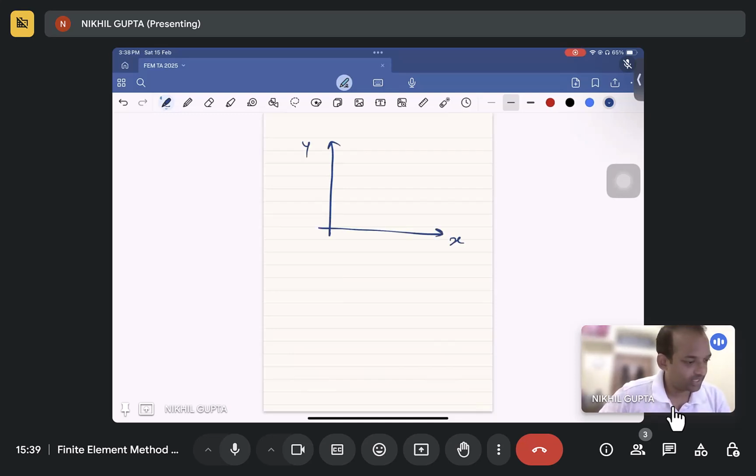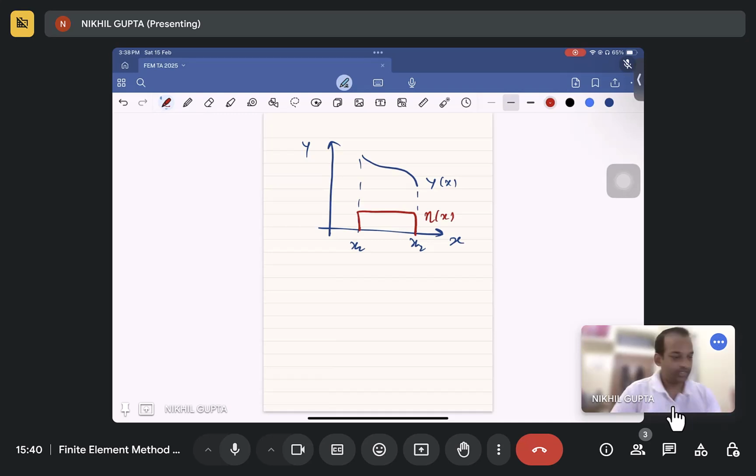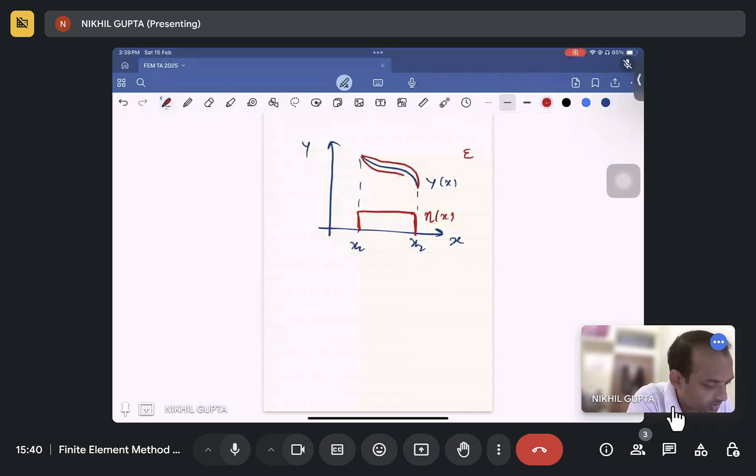This is y, this is x. Let's say this is y(x). And this is x2. Let's say our eta is this. Now, changing the value, which is 0 at this point and 0 at this point. When you perturb with some eta, you will get the same curve like this, or you can get one like this. Can you get this? Is it okay?